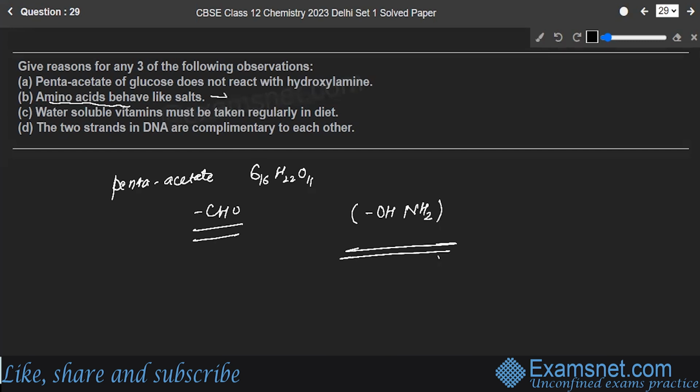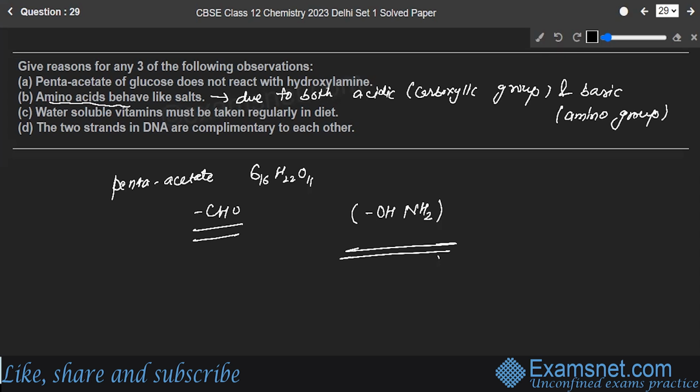This behavior is due to the presence of both the acidic carboxylic group and the basic amino group in the same molecule, right? The next one, water-soluble vitamins must be taken regularly in diet. B group vitamins and vitamin C are water-soluble and must be supplied regularly in diet because they are readily excreted in urine and cannot be stored in our body, except vitamin B12.